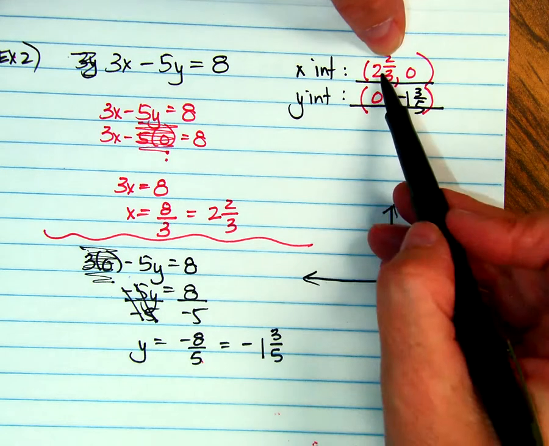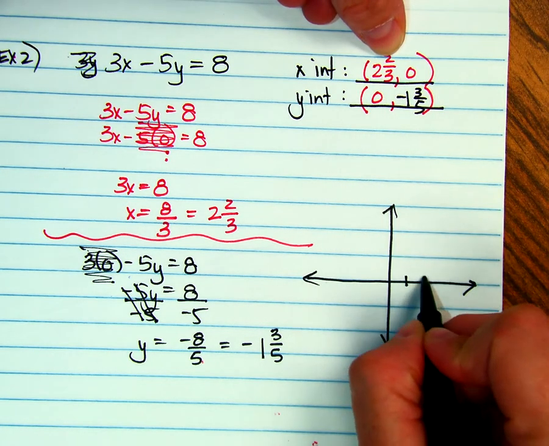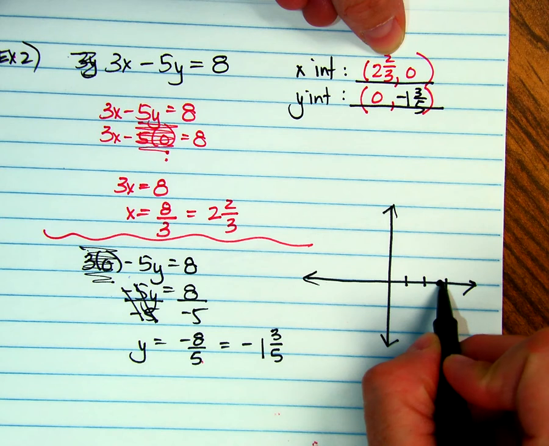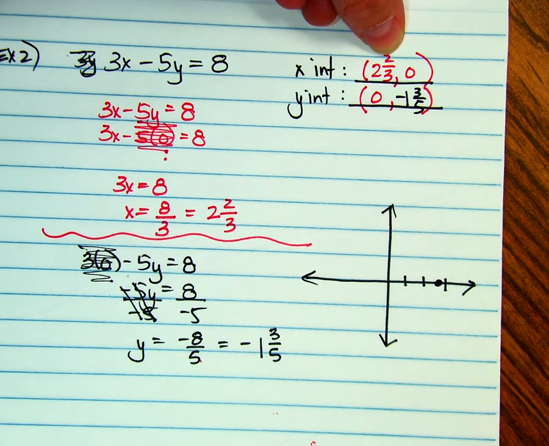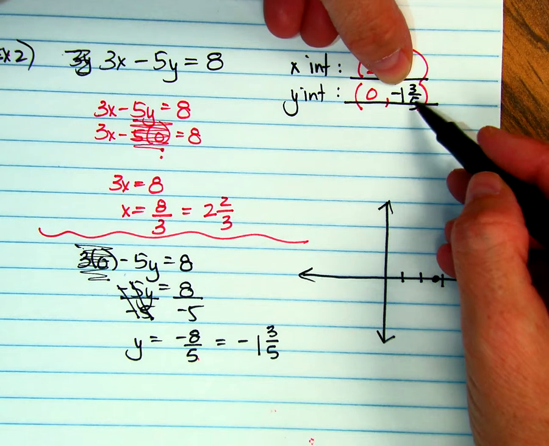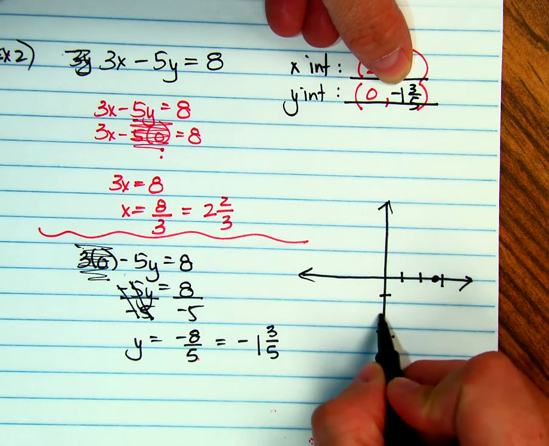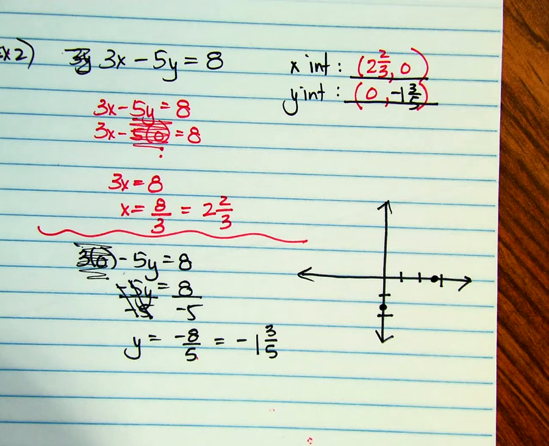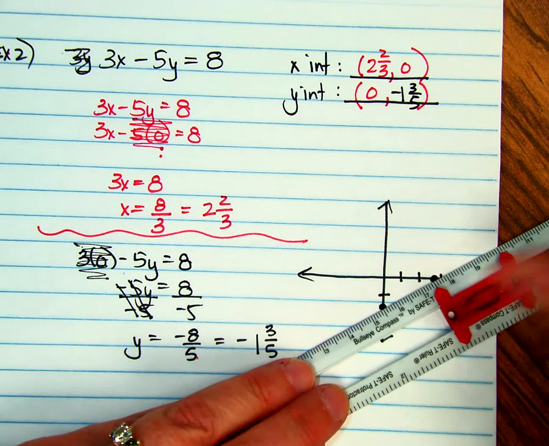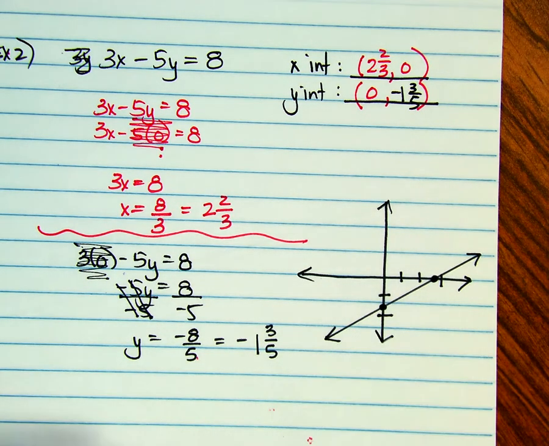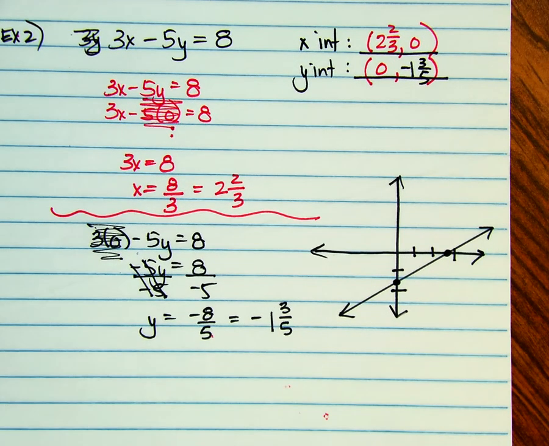So 2 and 2/3 and 0, 1, 2, 3, so it's a little bit more than half, so 2 and 2/3 is about right there. This is very inaccurate. And the y-intercept is negative 1 and 3/5. So there's negative 1, negative 2. And I'm going to put it about right there. And I'm going to graph my line. Okay, so that's how you find x and y intercepts.